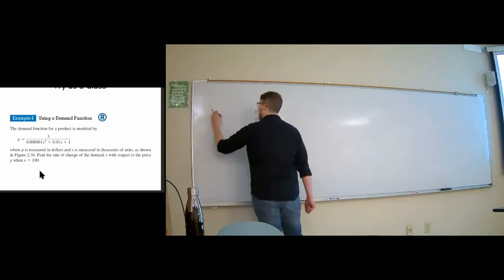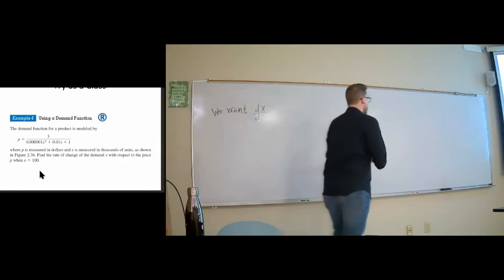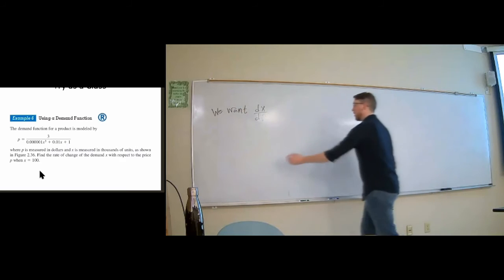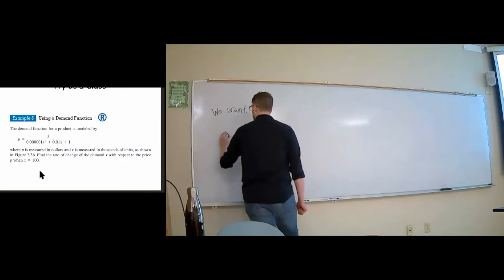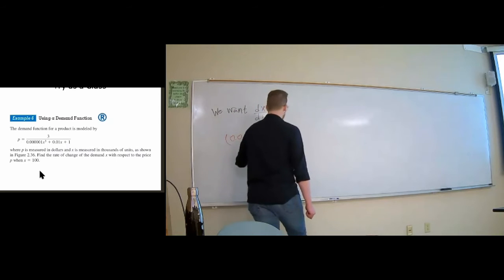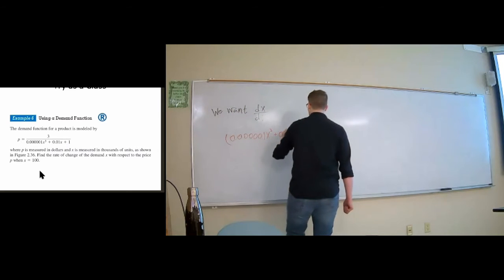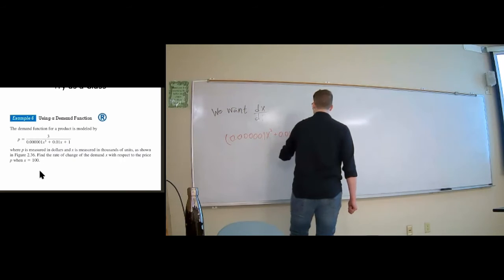What we have is p times that polynomial, which is 0.00001 x cubed, plus 0.01 x plus 1, times p is equal to 3. Oh, I hate these small decimals.